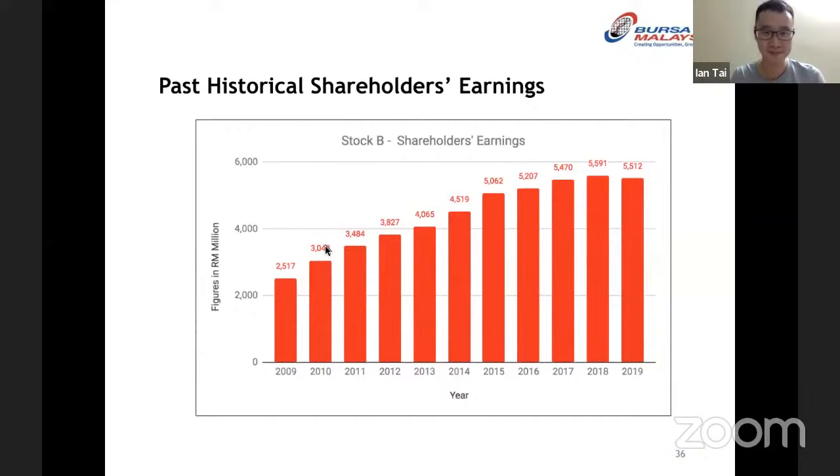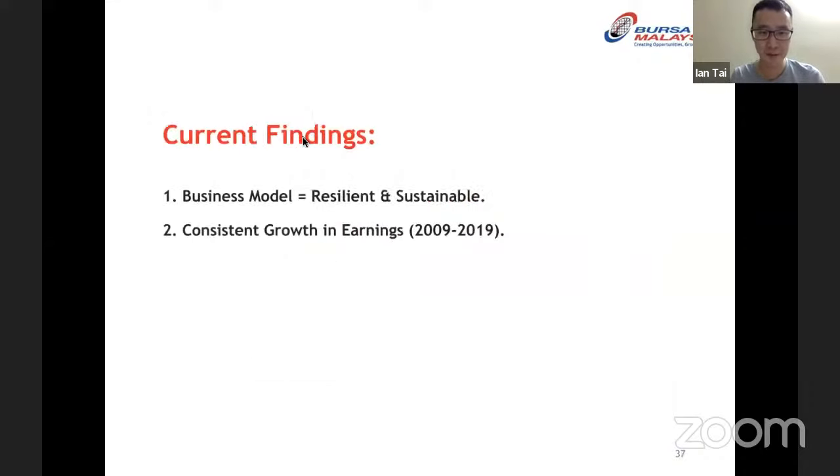Now, let's move on. So these are the current findings thus far. Business model, resilient and sustainable. And we can see that the earnings have been consistently growing. 2009 to 2019, growth, very good.